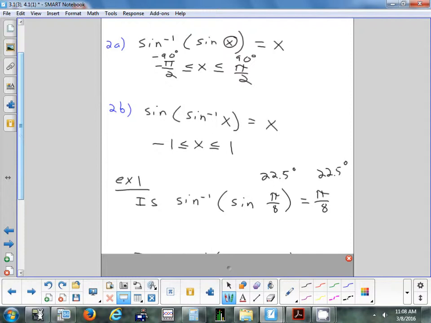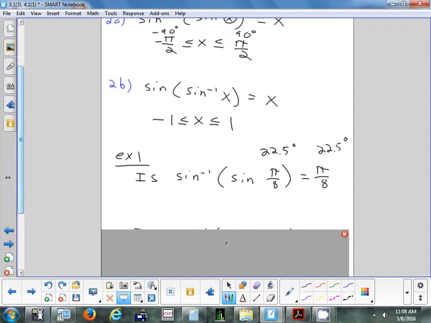What's my restriction on x? What does x have to be between for 2a? -90 and 90. And are we between what you just said? Yes. All right, so this one is true. Right, so that's all you really have to do. See which formula it matches up with, and see if your argument is within the numbers it has to be.